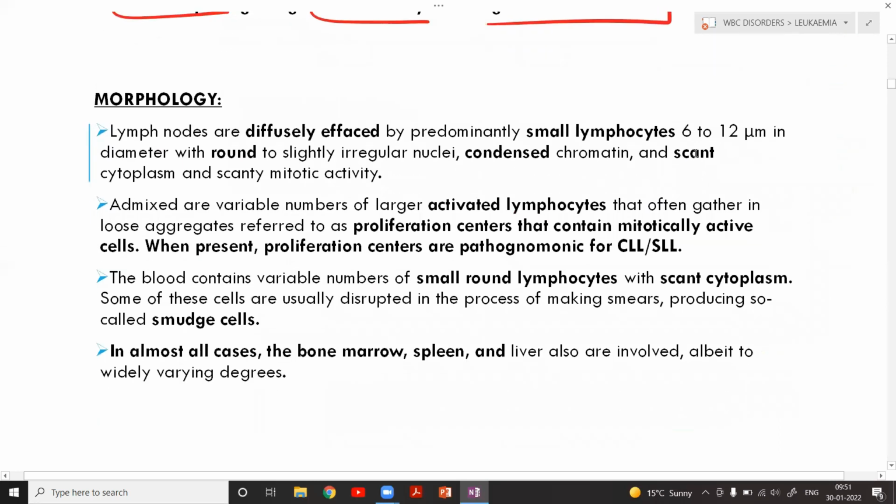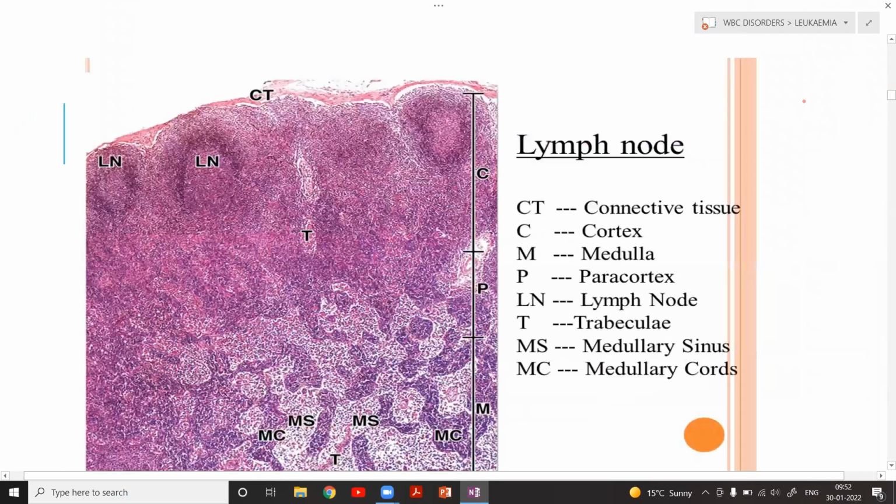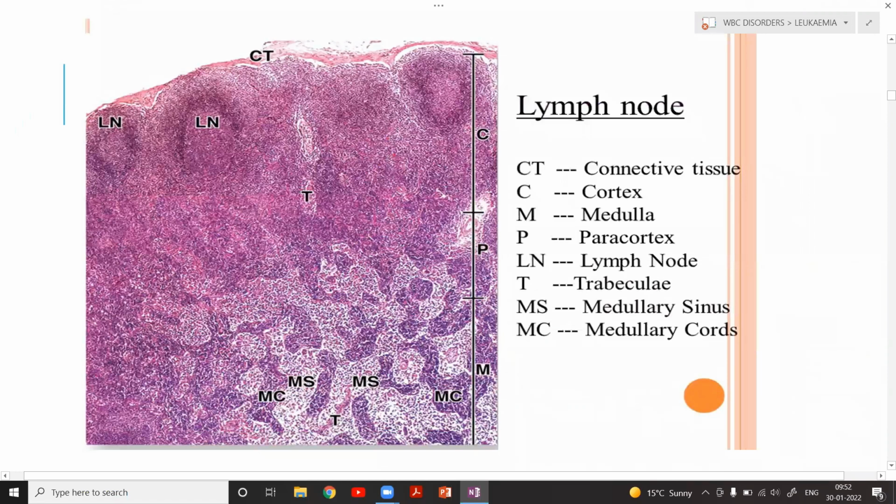Now, coming to the morphology. Before I go there, this is one important morphology. What is this? This is a lymph node. Does a normal lymph node look like this? No, sir. A normal lymph node looks like this. I'm just showing you a normal lymph node so that you can understand. Normally the follicles are limited to the cortex.